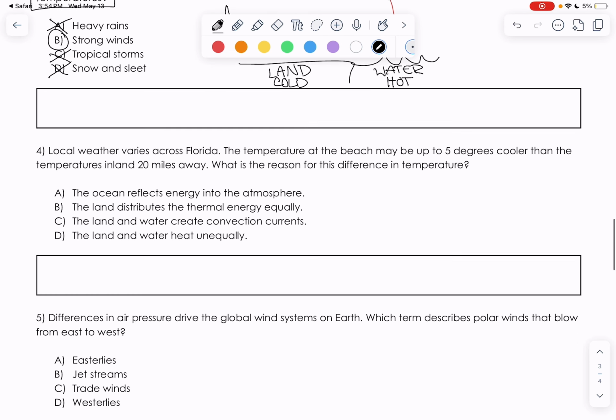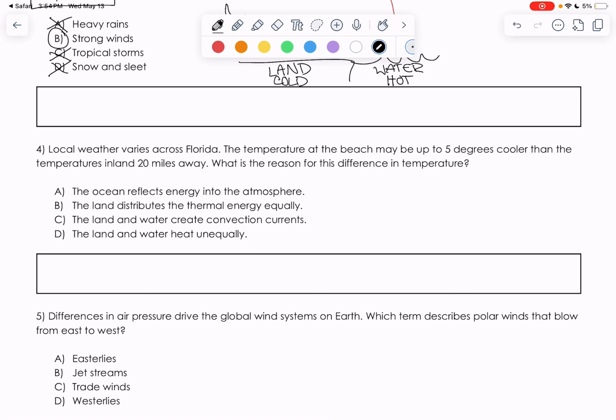Number 4, local weather varies across Florida. The temperature at the beach may be up to 5 degrees cooler than the temperatures inland 20 miles away. What is the reason for this difference in temperature? The reason for the difference in temperature is always going to have to do with the difference between water and land. So A says the ocean reflects energy into the atmosphere. B says the land distributes the thermal energy equally. C says the land and water create convection currents. And D says the water and land heat unequally.